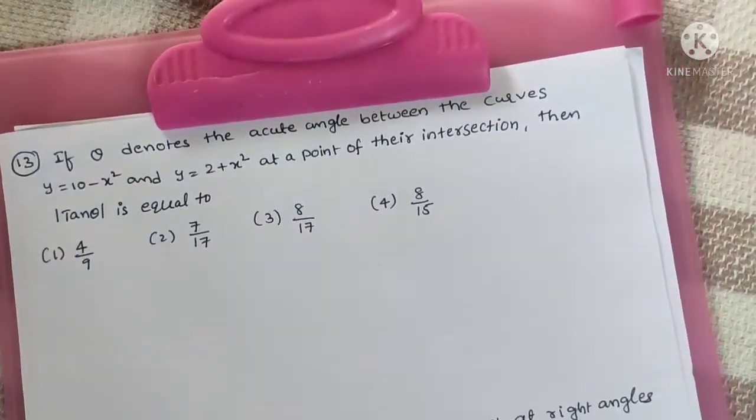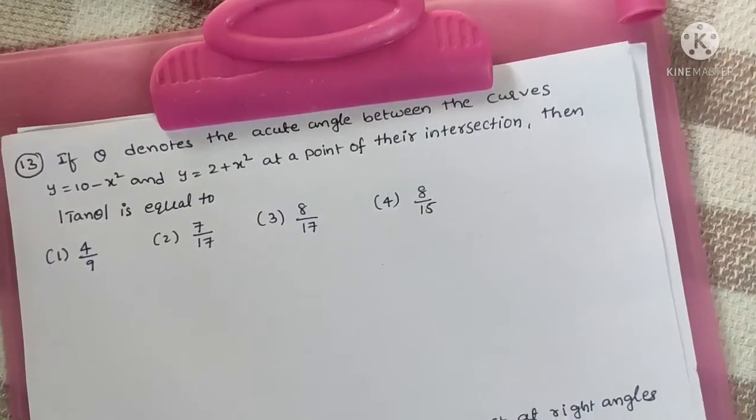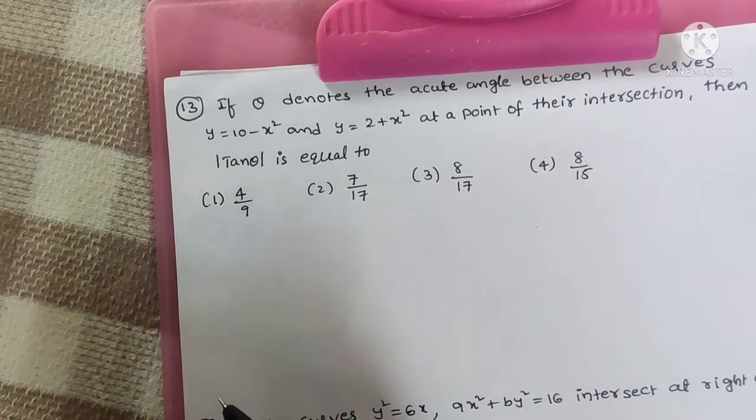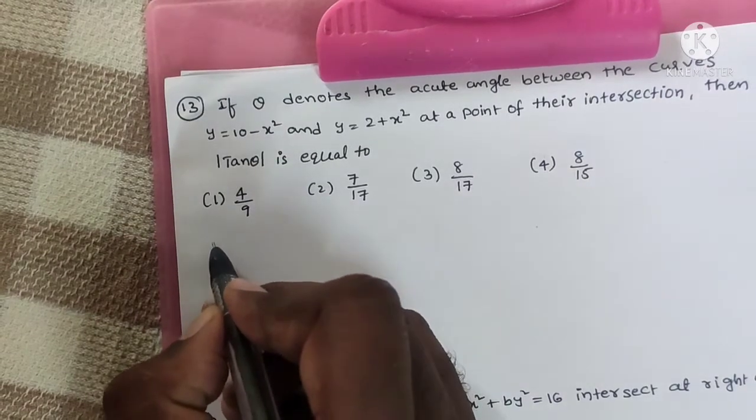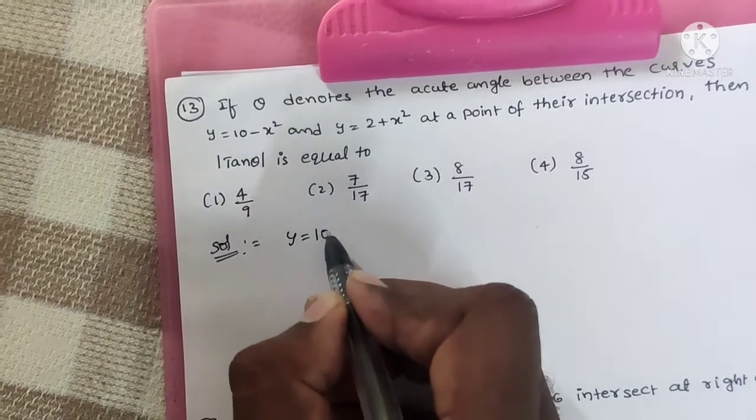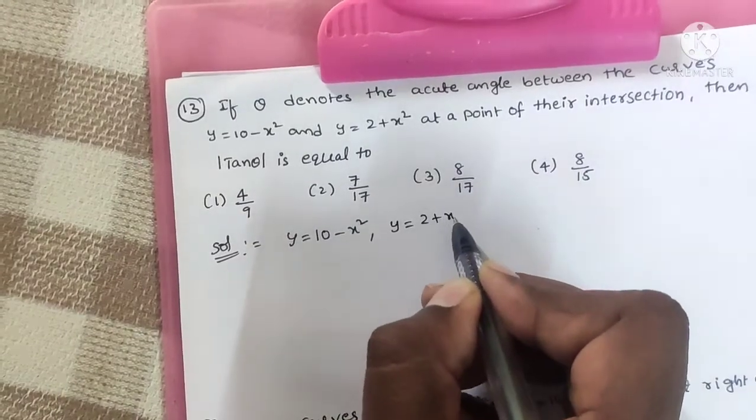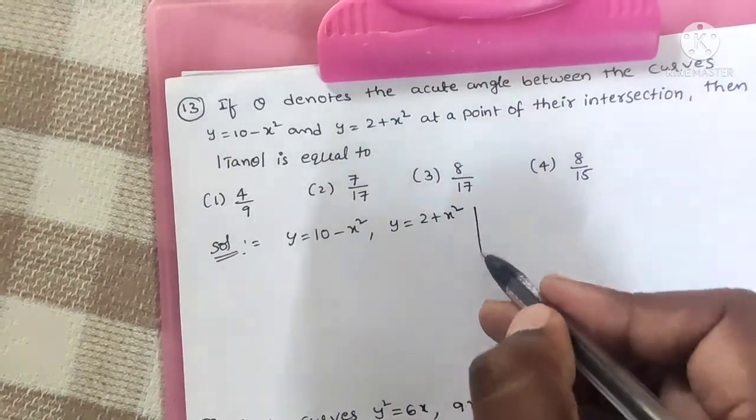Okay, next we will discuss question number 13. In the 13th question, theta is the angle between these two curves. Then we need to find the modulus of tan theta. So here two curves are given: y is equal to 10 minus x square, and y is equal to 2 plus x square. If you solve these two, you will get a point.